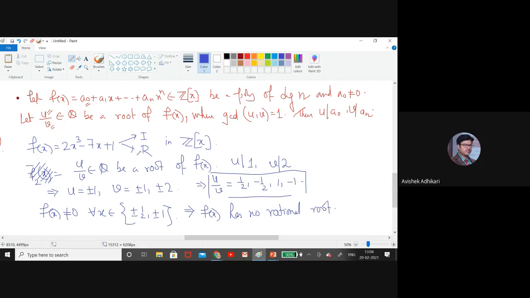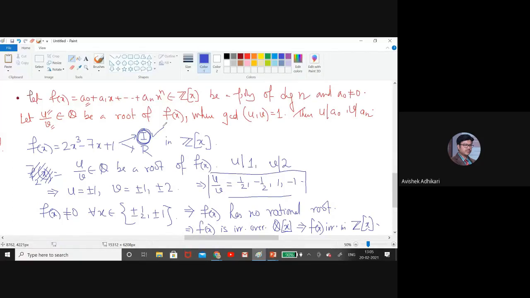What would be then your conclusion? Since this is a degree 3 and it has no rational root, that implies f(x) is irreducible. f(x) is irreducible over where? Q[x]. Okay. And since this is a primitive polynomial, f(x) is also irreducible in Z[x]. So we are done. So this is irreducible. Okay. So that's why this result is very important.